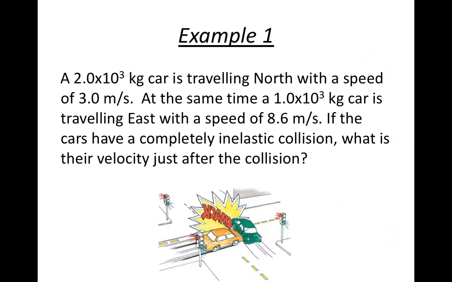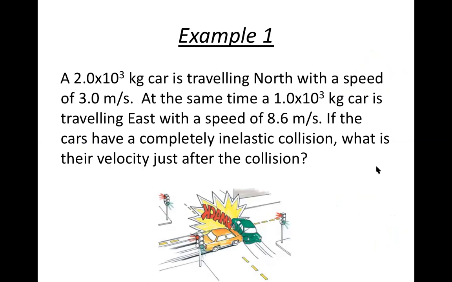In example 1, we have a 200 kilogram car that is traveling north with a speed of 3 meters per second. At the same time, a 100 kilogram car is traveling east with a speed of 8.6 meters per second. If the cars have a completely inelastic collision, what is their velocity just after the collision?